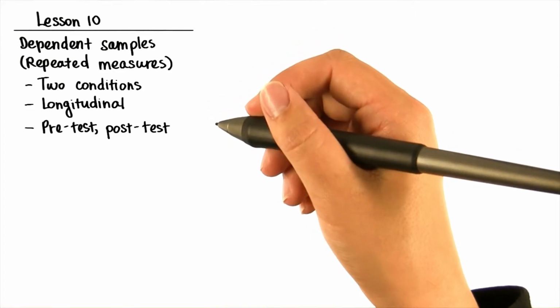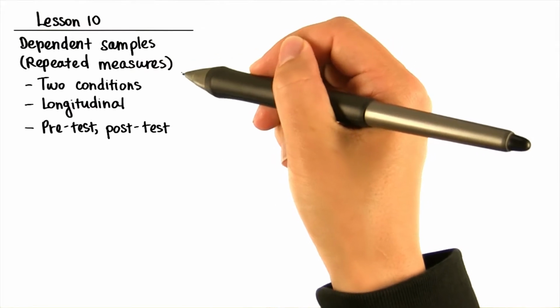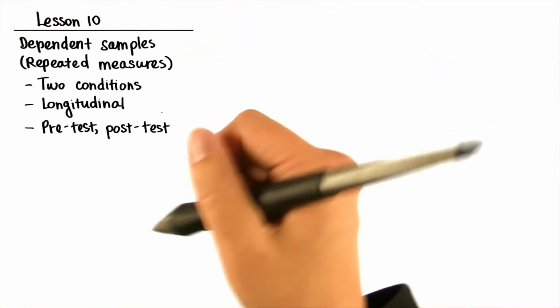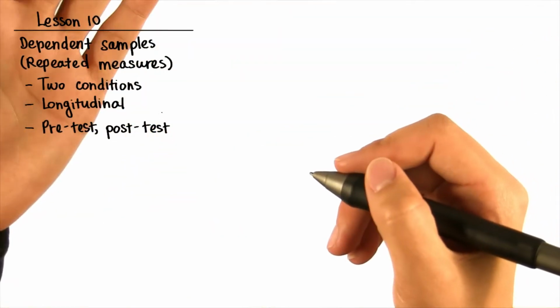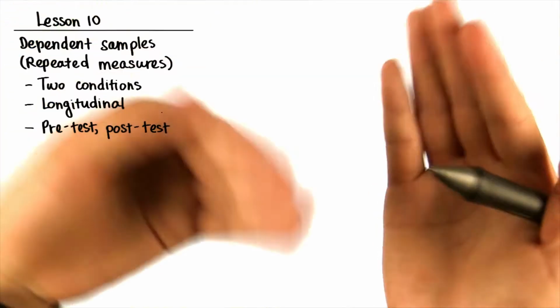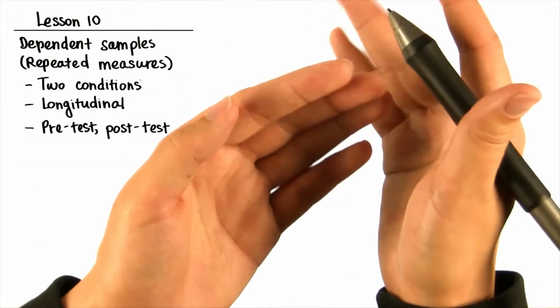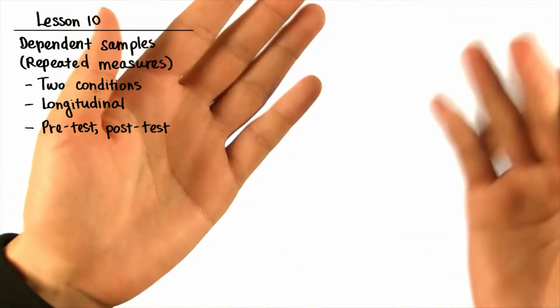Welcome to Lesson 11. In Lesson 10, you learned about dependent samples or repeated measures. Just to refresh your memory, that could be where we give the same person two different conditions to see how they react to each one. Maybe a control and then a treatment, or maybe two types of treatments. Or this could be longitudinal, where we measure some variable at one point in time and then again at another and see if the variable changes.